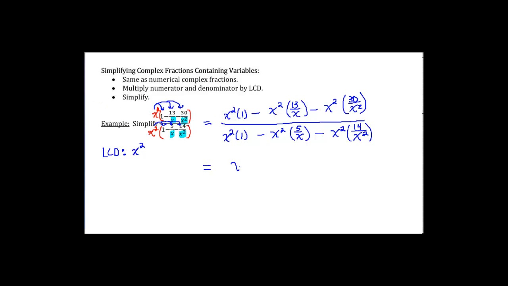Now the rest is just simplifying. x squared times 1 is x squared. We've got to be careful here. When you're multiplying a fraction by something whole, you can always put the whole part over 1. As you can see, one of the x's cancels with the x's in the x squared, so I'm just going to have x to the first power. So that's going to end up being minus 13x. Here, the x squareds cancel, and I get a minus 30.